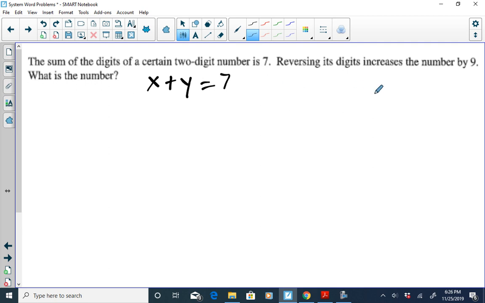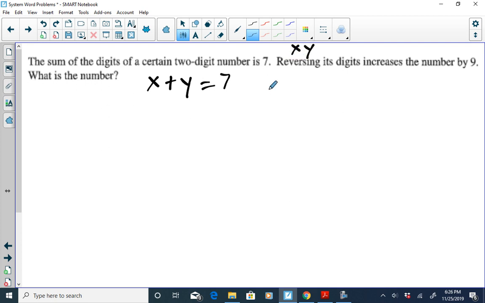But the second sentence is a little tougher. Reversing its digits increases the number by 9. Well, here we have to understand, if we have the number, let's say the number is x, y, that x value is actually an x value in the tens digit. So let's say that number might be a 6. But that is not just a 6, that is 6 tens. So the value of that 6 in the tens place is actually 60.